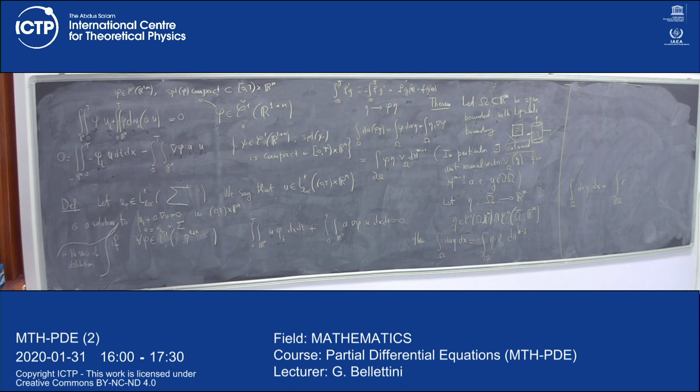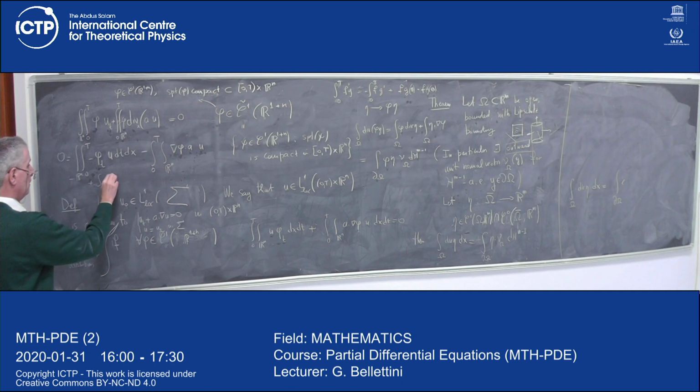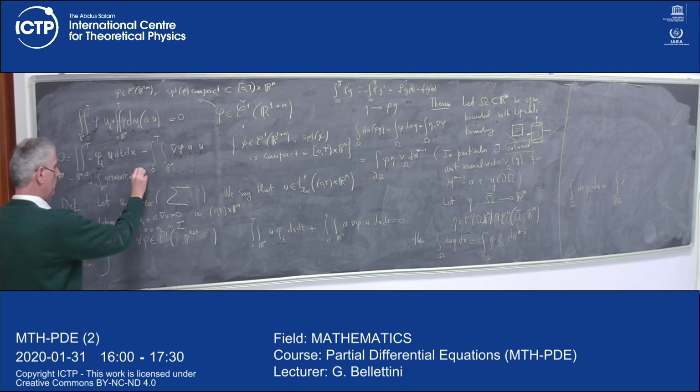Now I have enlarged a little bit the class of tests in such a way that now it's not true anymore. When I do this computation, I integrate by parts in time. This is not true anymore. There is another term. There is what? Integral over Rn phi of t, u of t, minus integral over Rn phi of 0, x, u of 0, x.